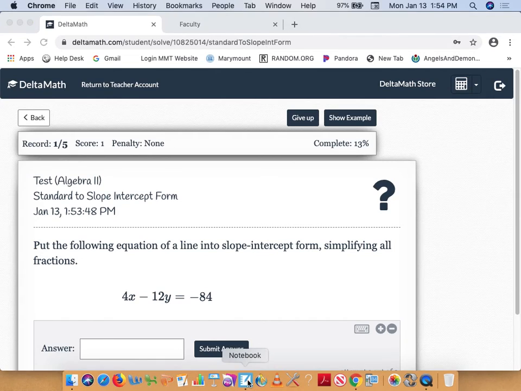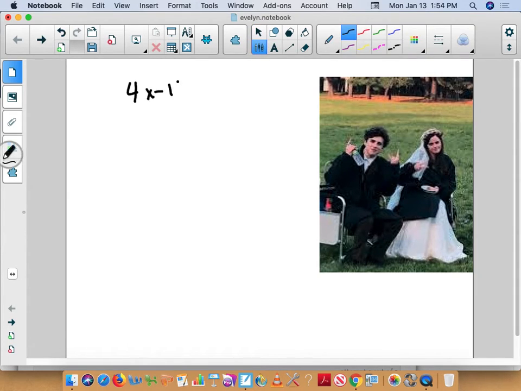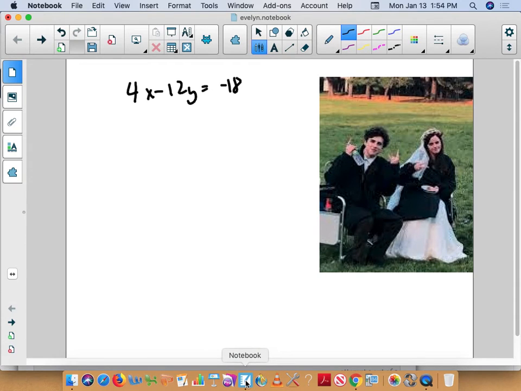4x minus 12y equals negative 84. All right, 4x minus 12y equals negative 84. And what we're doing on Delta Math is we're getting it into slope-intercept form, which is y equals mx plus b, which, yes, you do have to have it memorized.